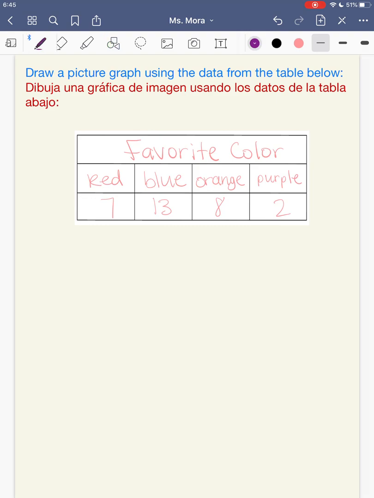So guys, what we are going to do is first you're going to draw kind of like an L, okay, a big L. And that's how you're going to start off your picture graph, okay? Así es como vas a empezar tu gráfica de imágenes.